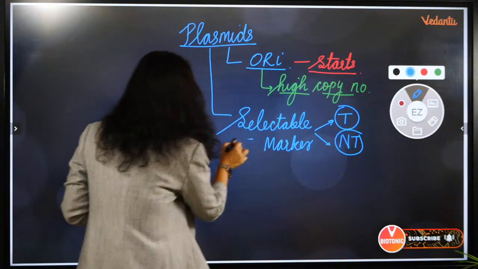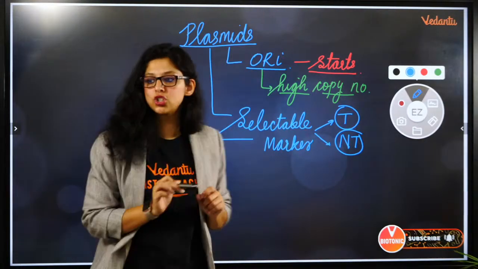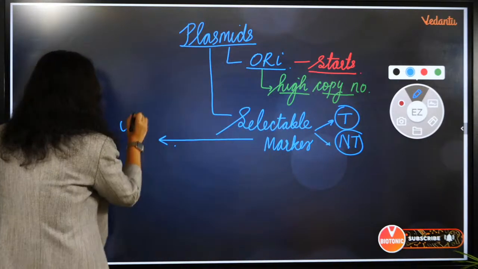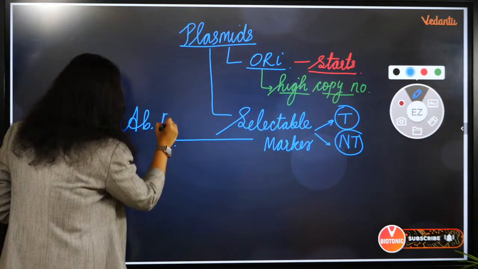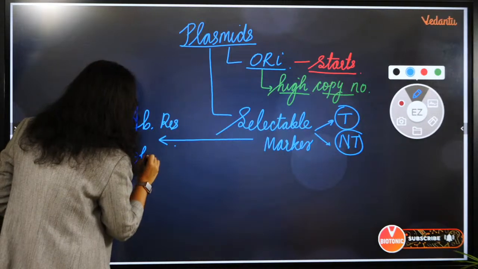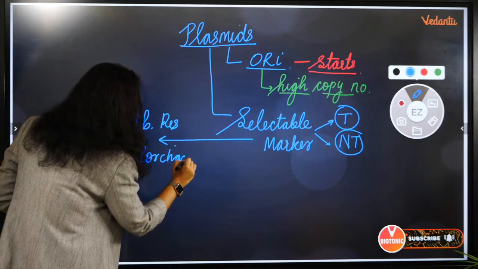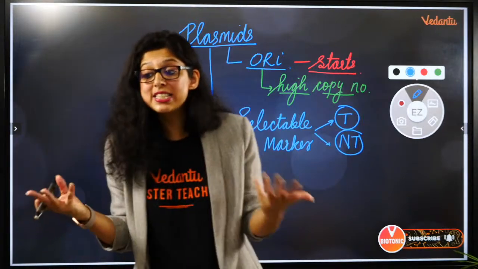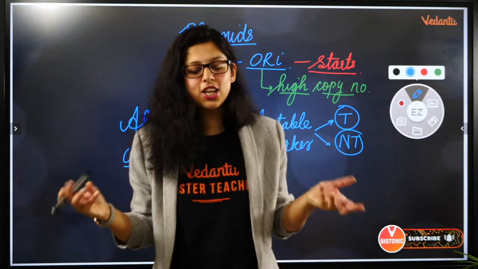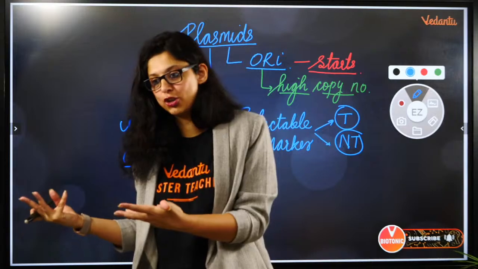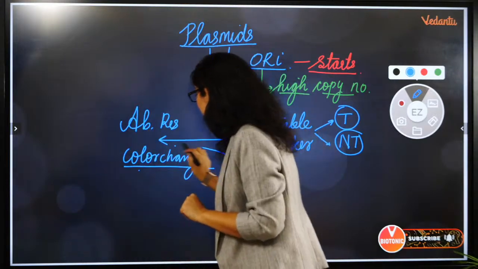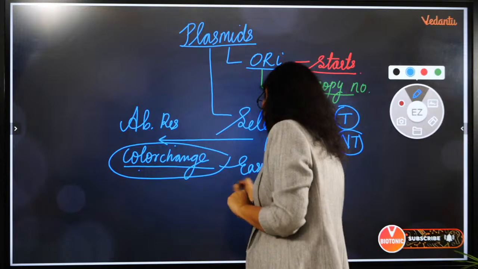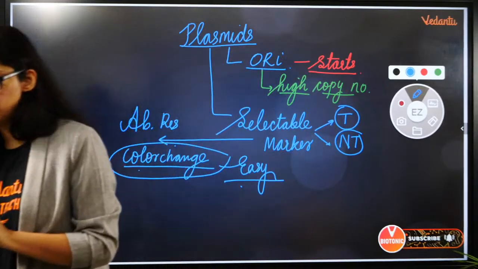So we have a selectable marker. What do we have? We do have a selectable marker. I will show you this in a beautiful video now. It could be antibiotic resistance or it could be a color change gene. Antibiotic resistance is difficult to see because it is not a visual selectable marker. It is not visible, so it is slightly on the difficult side to see. Whereas the color change is very, very easy to see.